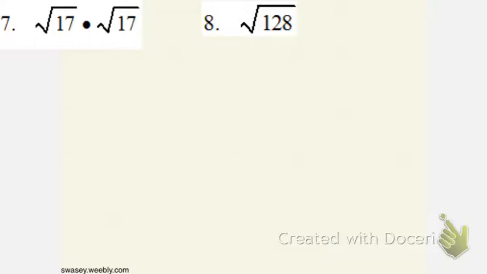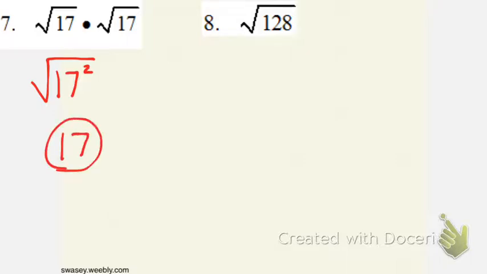Number 7, square root of 17 times square root of 17. You could rewrite it as the square root of 17 squared, or just 17. And 17 squared, by the way, is 289, but then when you take the square root of it, you do get 17.